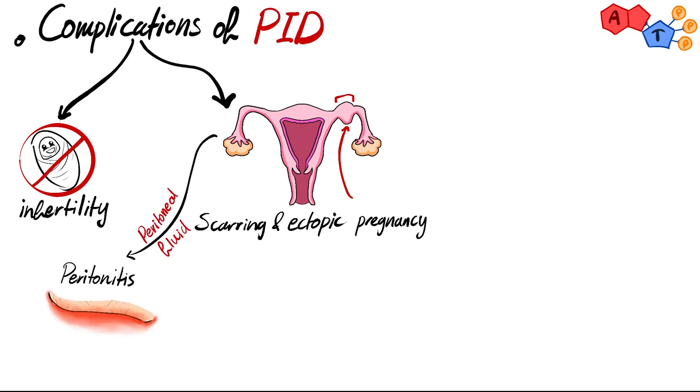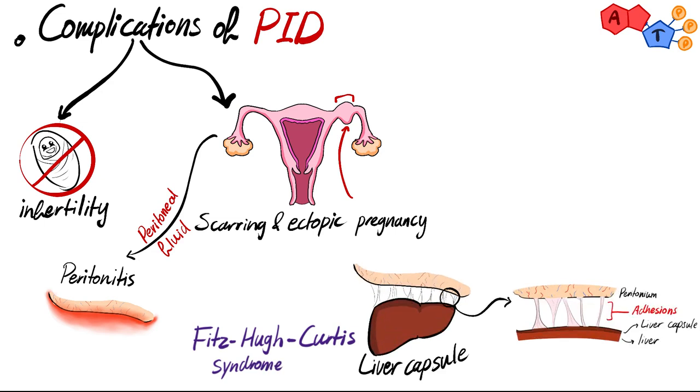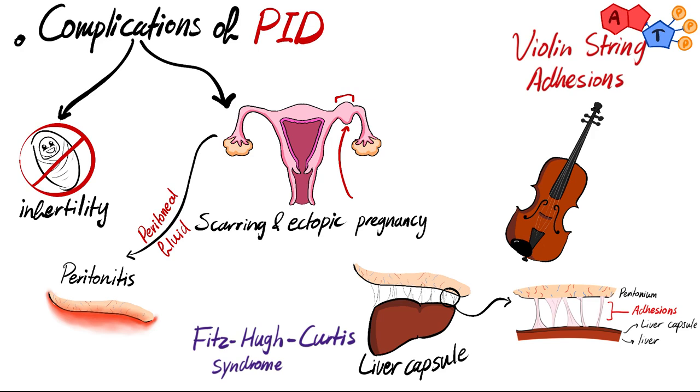Then we have peritonitis. This is when the infection spreads from the fallopian tube and into the peritoneal fluid. Lastly, we have Fitz-Hugh-Curtis syndrome, in which the infection spreads to the liver capsule, resulting in formation of adhesions between the liver capsule and the peritoneum, and these adhesions are called violin string adhesions.